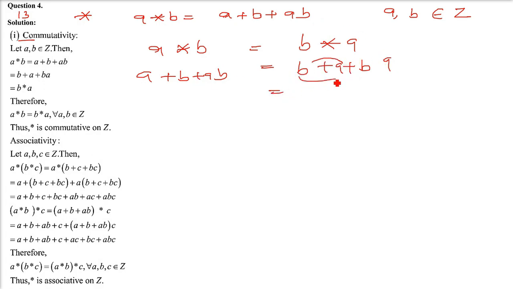Now you can always write like this. This is A plus B. A into B is B into A, so you can write it as AB. So A plus B plus AB is equal to A plus B plus AB. That means it is commutative, right?